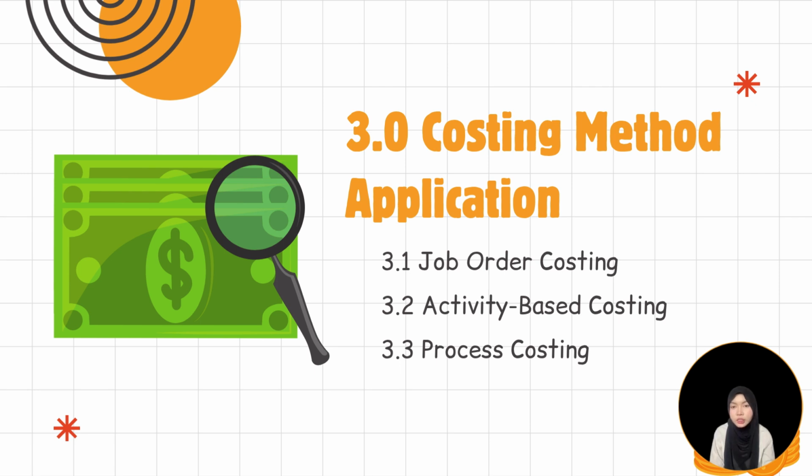For section 3, we will be discussing how Elegant Stitch applies costing methods in their production. We chose 3 methods because each one serves a different purpose. Job order costing is for custom orders. Activity-based costing gives us a more detailed breakdown of overhead, and process costing is suitable for our standard t-shirt production. Together, these 3 methods give us a complete picture of the company's production cost.